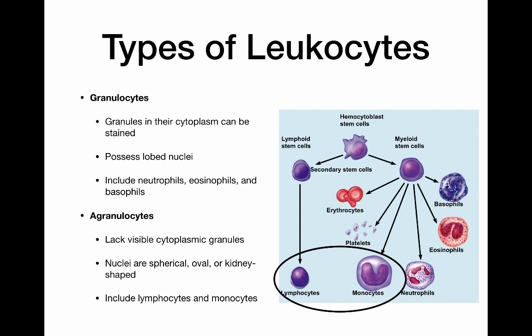All blood cells and platelets, with the exception of the lymphocyte, ultimately differentiate from the myeloid stem cell. Myeloid stem cells are mostly differentiating into erythrocytes, but they can also differentiate into these other cells as well. And remember, this is all going to be driven by chemical signaling. And then the lymphoid stem cell differentiates into only lymphocytes. That's it.